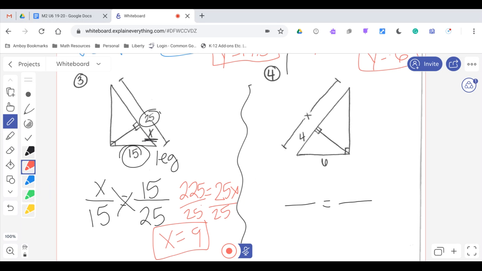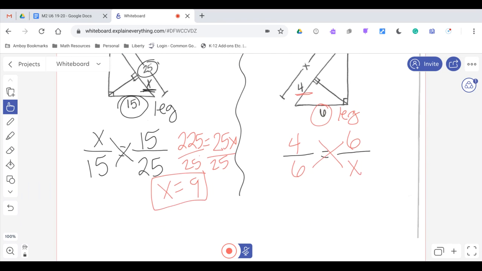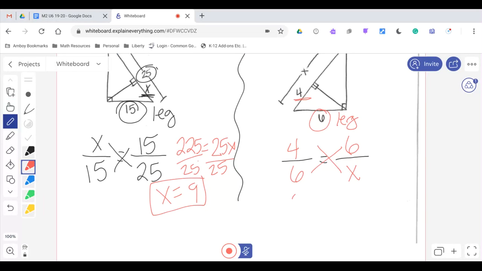I'm going to do the same thing with number 4. 6 is my leg. That part's going to get written twice. That is the piece that's the geometric mean, so it gets written twice. The segment closest to it is 4, and the length of the whole hypotenuse, which we don't know, is going to be our x. And cross multiply. So 6 times 6 makes 36, equal to 4 times x. I'm going to divide by 4, and I also get that x equals 9 this time as well.